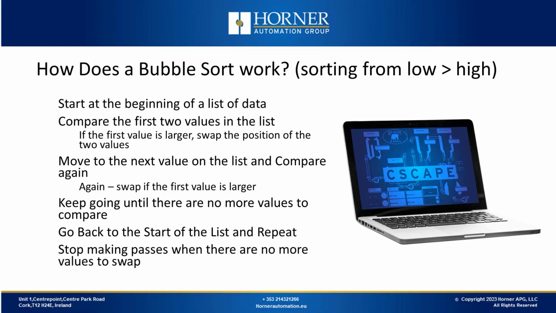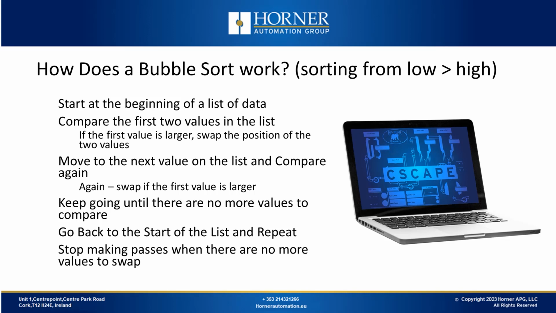So what is the bubble sort algorithm and how does it work? For example, say we have to sort data from low to high. We're going to use a bubble sort algorithm to do that inside of our user-defined function block. So you start at the beginning of a list of data, and then you start by comparing the first two values in your list. And if the first value is larger, you're going to swap the position of the two values. Then you'll move on to the next value in the list and compare again. Again, if the lower value of the two is larger, then you're going to swap. And so you'll keep going until there are no more values to compare on the list.